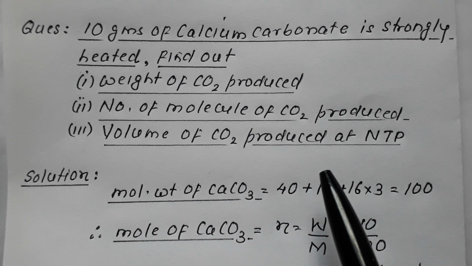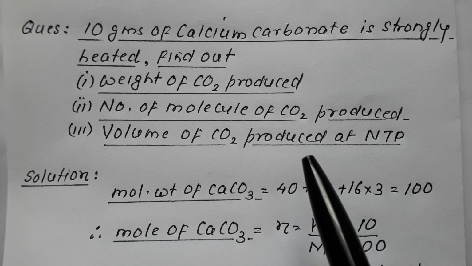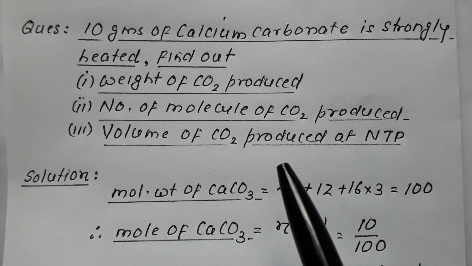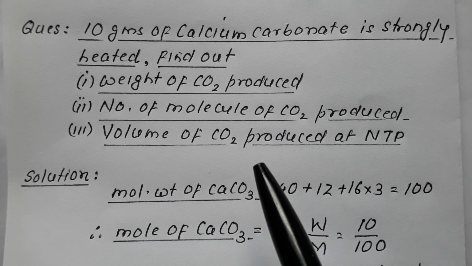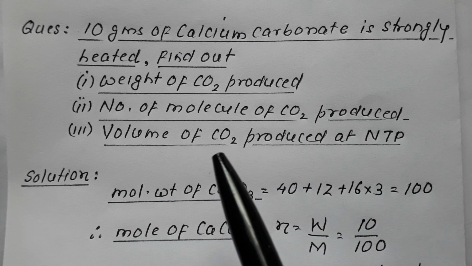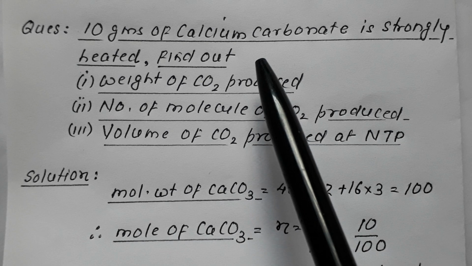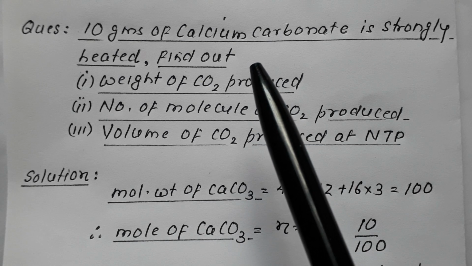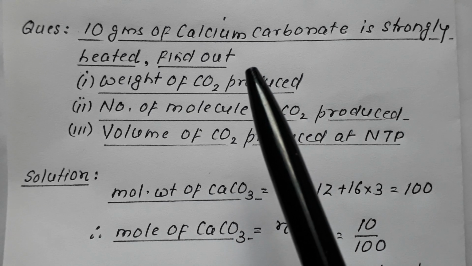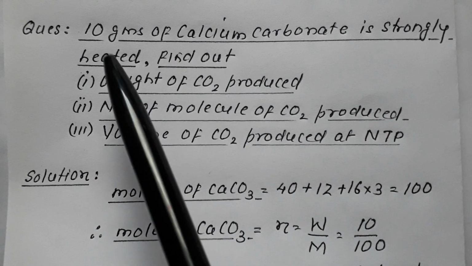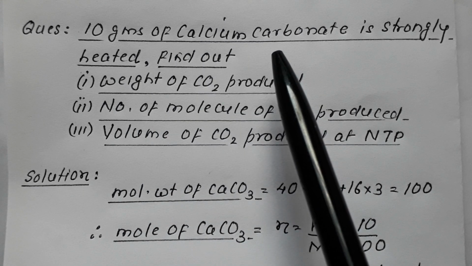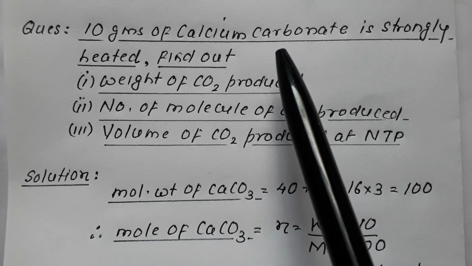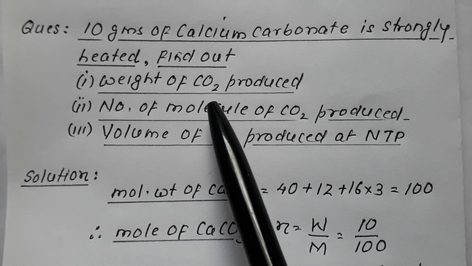Now what is the difference in this problem as compared to the problem from the mole concept? In the mole concept, the substance whose weight is given is the one about which the calculation is asked. But in a stoichiometric calculation, the weight of some other compound is given and the respective calculation for another species is being asked. For example, in this case we have been given 10 grams of calcium carbonate.